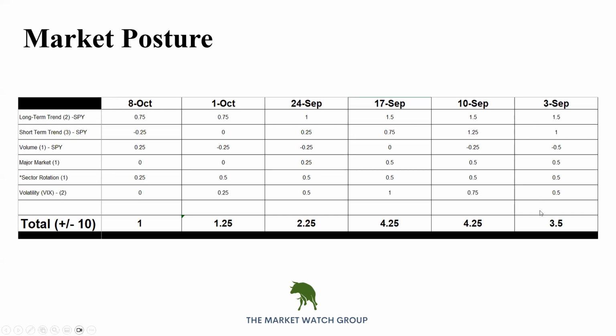September 3.5. Whoops. September 4.25. 2.25, 1.25, 1, and all of a sudden, it's the beginning of October, and we've dropped from a 4.25 to a 1. That's 3 straight weeks. We've lost 3 points over that 3-week period. Are we bearish? No.